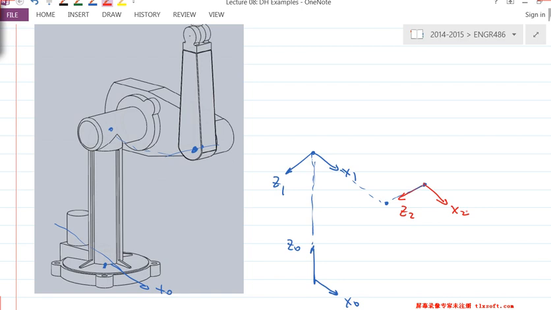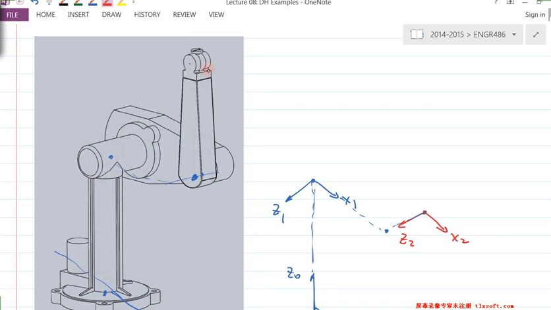So last one, z3. z3 is the one causing the rotation of that joint, so z3 should be perpendicular here. Let's say my z3 is this way, sharing the same origin at this location. And x3, I'll choose the same as x2. Is that good? So then it goes up until this location there.